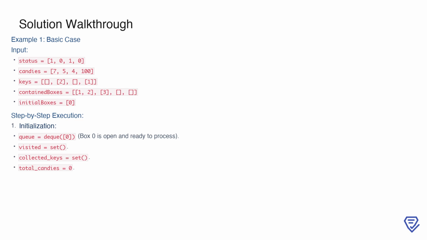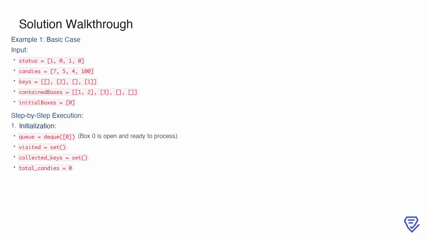The input specifies an array of box statuses, where 1 means a box is open, and 0 means it's locked. We also have the number of candies in each box, the keys each box contains, the boxes nested within each, and the initial set of boxes available. Our goal is to maximize the candies collected.